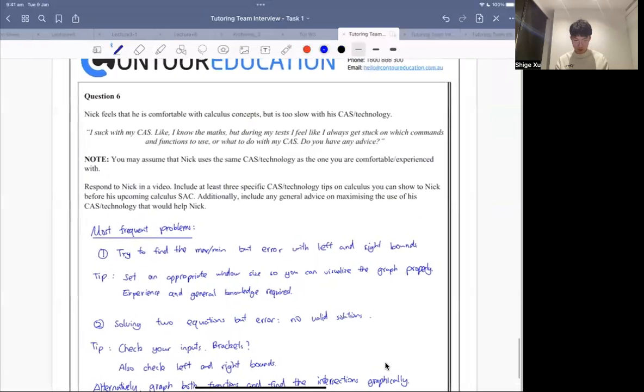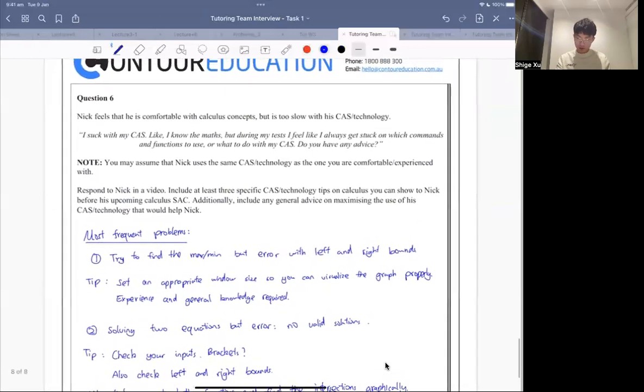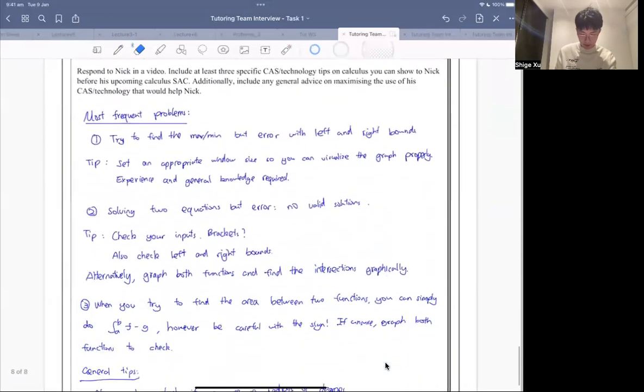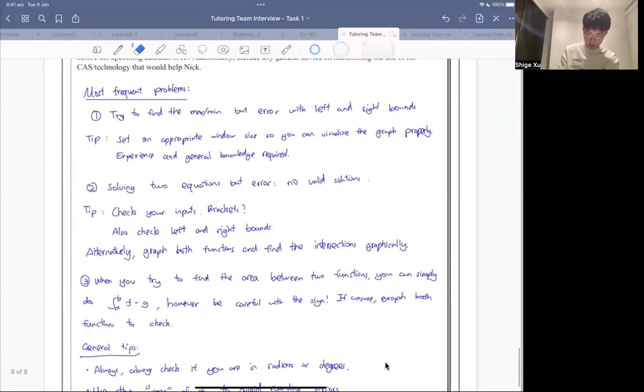Finally, question 6. With respect to technology, so use of your graphics calculator. Actually, I haven't been using my graphics calculator ever since high school, so almost 3 years, and I probably already forgot most of the tips for using this calculator. So I probably can't give you very good tips, but here are some things that I can still remember.